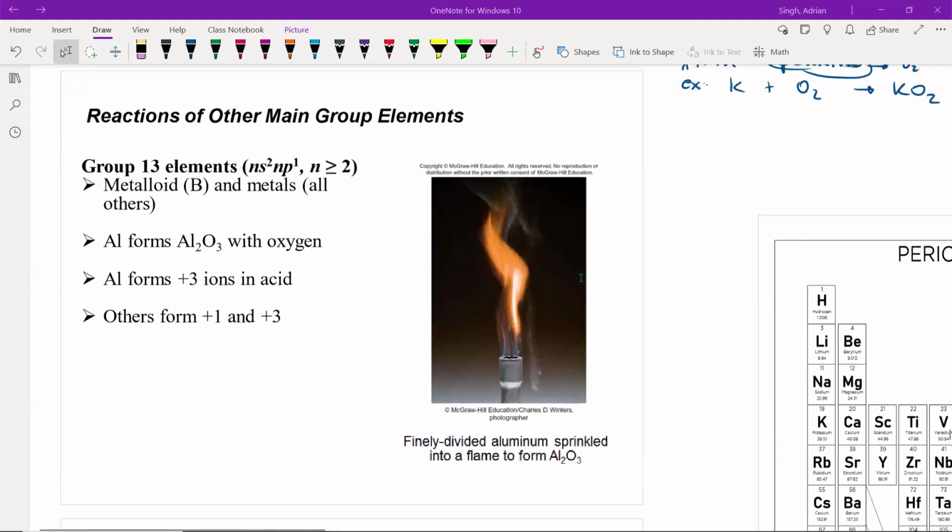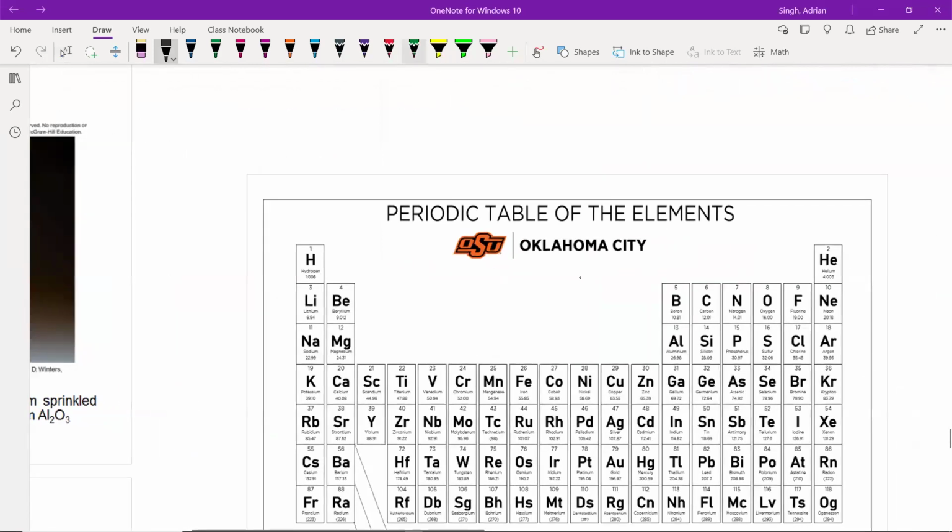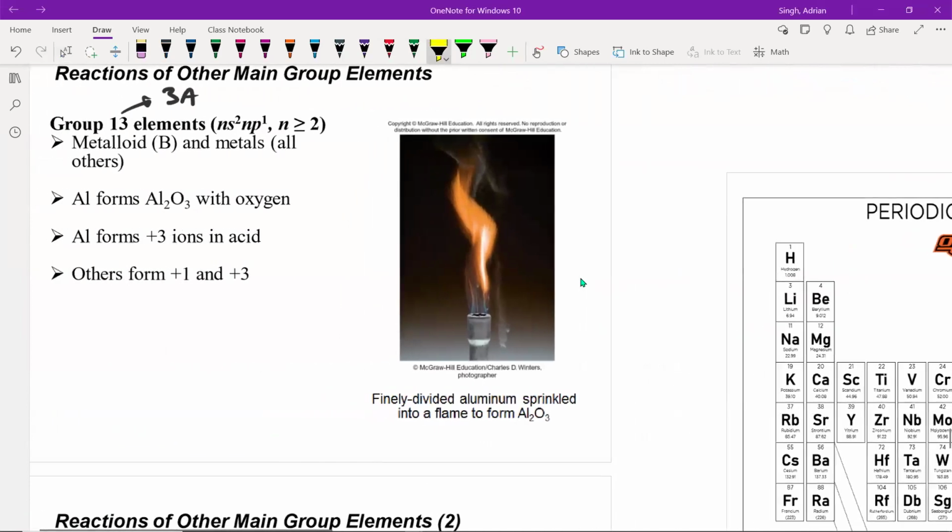All right, so the next group we'll take a look at is group 13. Or we'll just call these the group 3A elements, right? So now we're looking at this group here in yellow. Again, main group elements. This would include boron, aluminum, gallium, indium, thallium, etc. These all have 3 valence electrons, coming from the ns2 and the np1. That's where those 3 electrons come from.